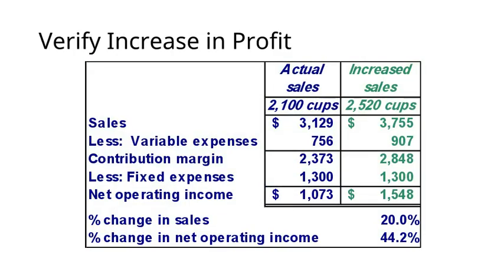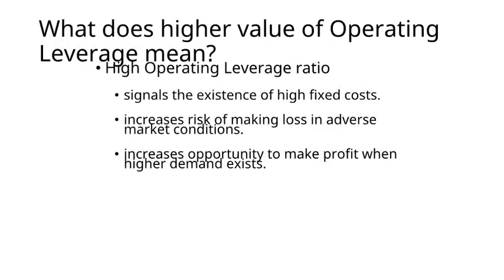Here is our verification of the increase in net operating income. Take a few minutes and make sure you understand how we calculated all the numbers. A high operating leverage ratio signals the existence of high fixed costs, increases risk of making a loss in adverse market conditions, increases opportunity to make profit when higher demand exists, and has a lower margin of safety percentage, MOS percent.